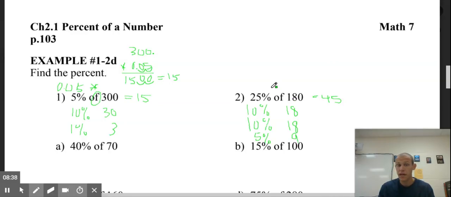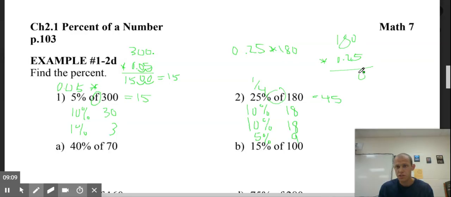You could also think about 25% is really a fourth of 180. So you could divide 180 by 4. That might not be the easiest way for some people. You also could think about it as 0.25 times 180, because remember, of means multiply in math. So that'd be a matter of doing 180 times 0.25.